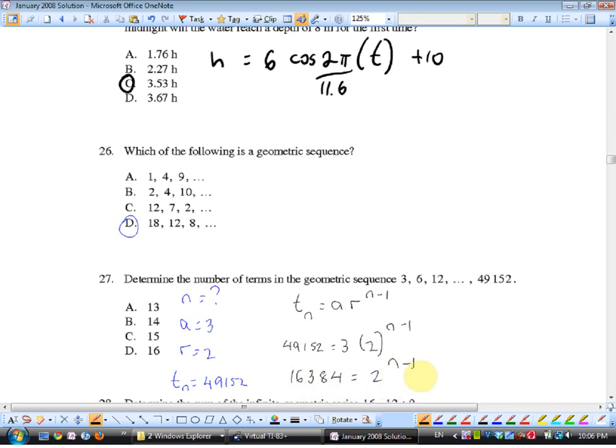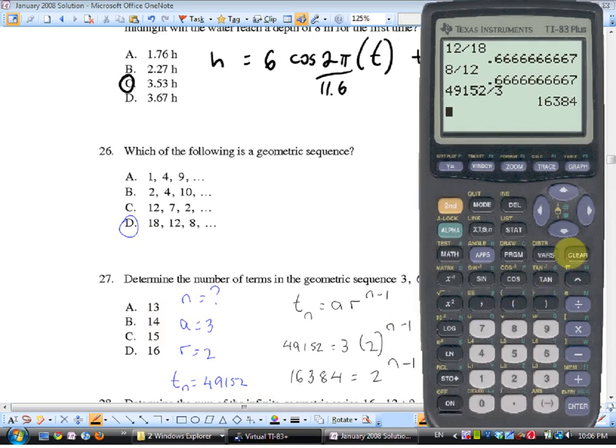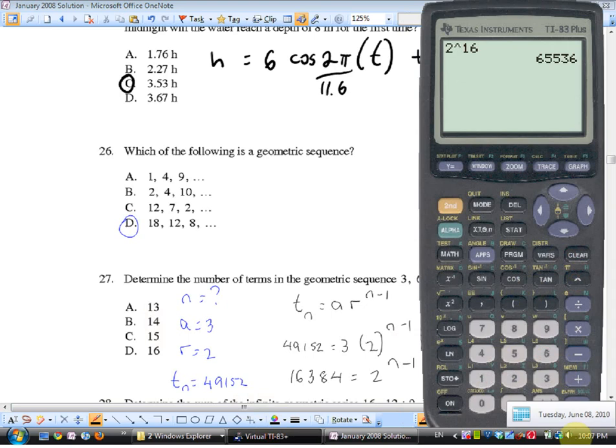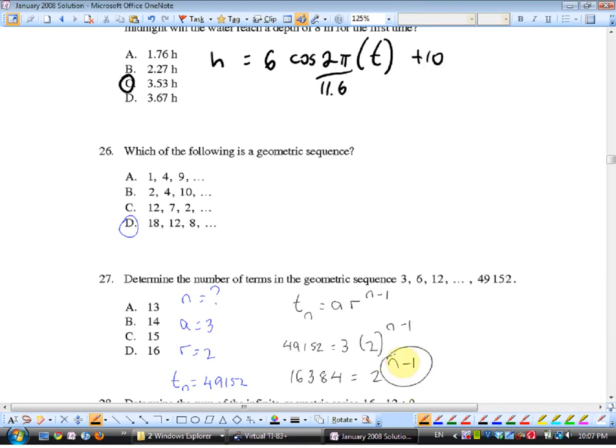Now we could solve this algebraically by taking the log of both sides, but I'm going to tell you right now, it's going to be way faster just to plug in these answers on our calculator because we're on the calculator section. So I'm going to go 2 to the power of 16. Nope. 2 to the power of 15. Nope. 2 to the power of 14. Oh, okay. This needs to work out to 14, which means I'm pretty sure that n needs to be 15, because 15 take away 1 is 14.